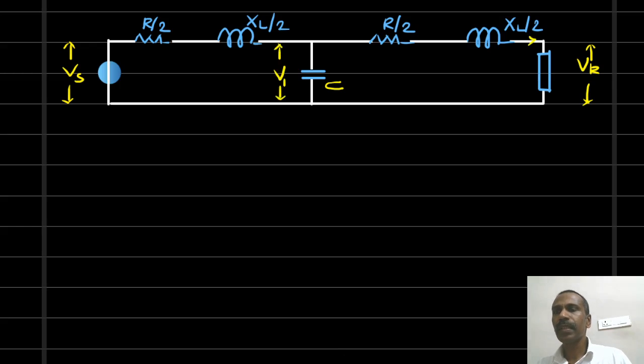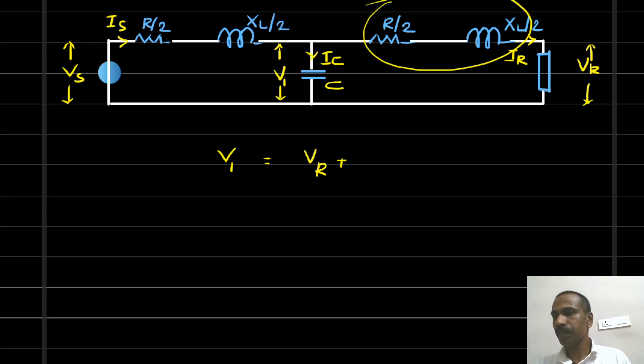The receiving end current is IR. The current through this capacitor is IC. So the sending end current IS is equal to IC plus IR. Now we have to find out Vs from the knowledge of VR. First we will find out V1. So V1 can be written as VR plus the current into this impedance, or VR plus this drop will give V1.